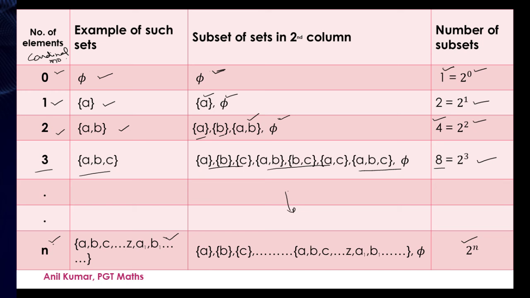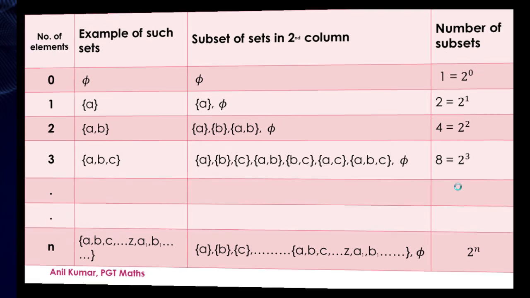That's the way we can count the number of subsets. See, for an example, if a set has 5 elements, A, B, C, D and E. Now it has 5 elements. Now tell me, how many subsets it will have? 2 raised to power 5. That means it will have 32 subsets.